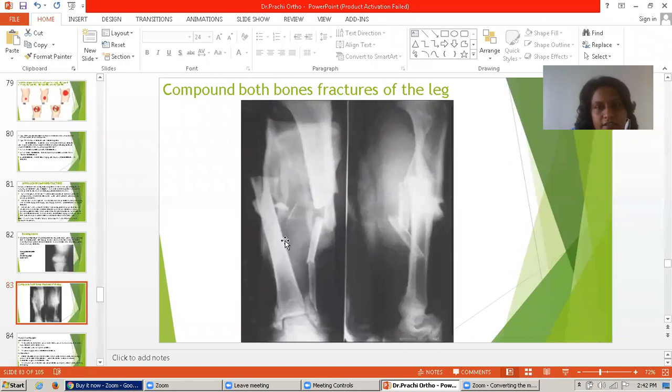fractures in this X-ray. In this case, there is a fracture of one or two or more bones with loss of soft tissue, tendons, and muscle. So this is a type of compound fracture of the leg.